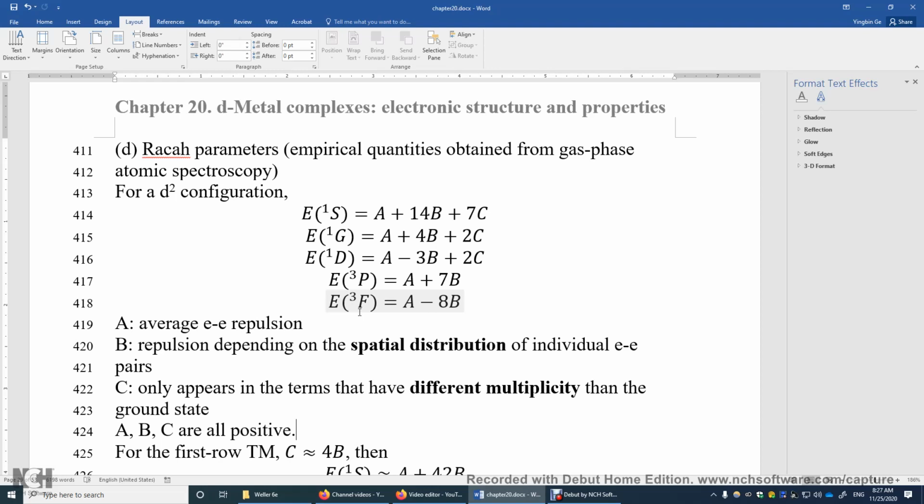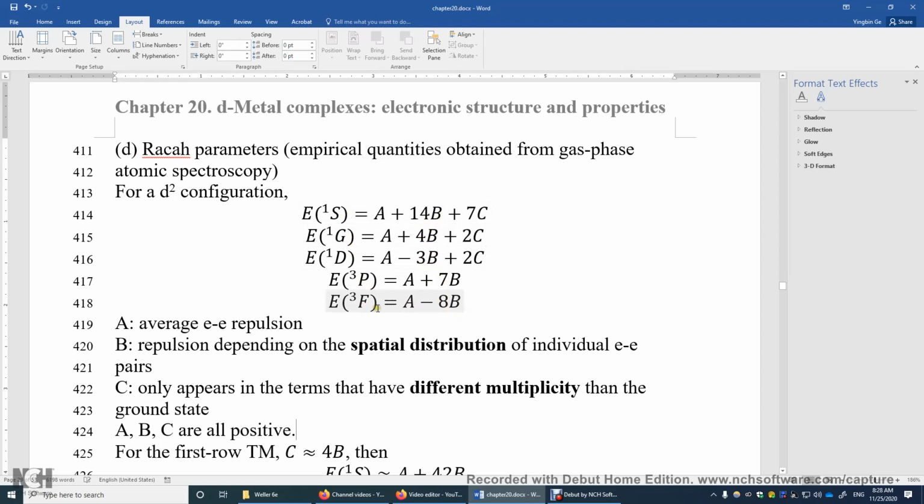Now let's look at A, B, and C, the three Racah parameters. A is simply the average electron-electron repulsion, and you see this A in every single term. B is the repulsion depending on the spatial distribution of individual electron-electron pairs. So you're going to see this is minus 8B, this is 7B, minus 3B, 4B, 14B. So we have different numbers of Bs in these atomic terms. Especially if you compare these two.